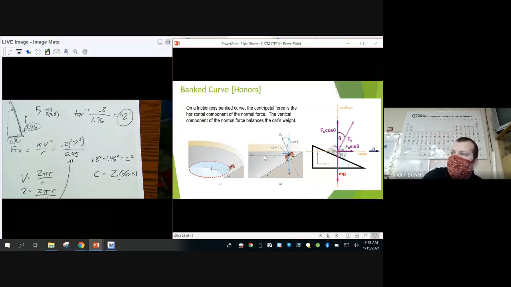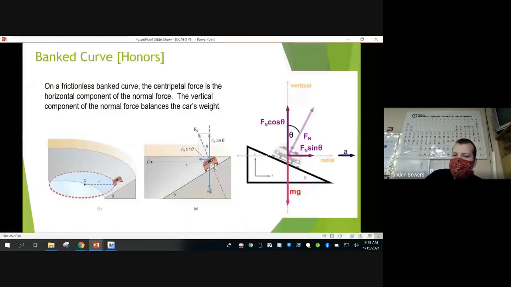Have you guys ever seen Grease? No, the movie Grease. Yeah, it's an old one. They're driving on the banked curve, they're racing. It might be Grease 2 in that movie. I forget which Grease it was. No, it's the first one.